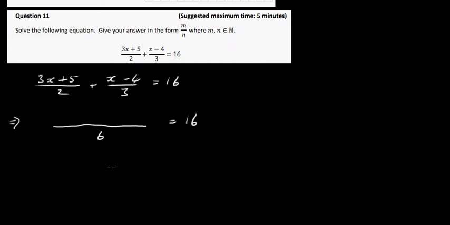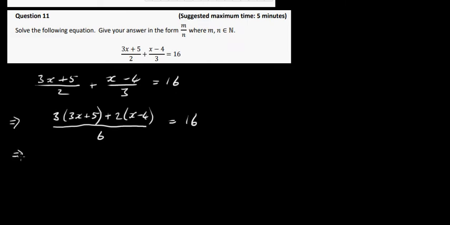So common denominator is 6. 2 and 3 both divide into 6. So 2 times 3 will give you 6. So we had to multiply this 2 by 3 to give 6. So I've got to multiply the top here, 3x plus 5, by 3 as well. You've got to multiply 3 by 2 to give you 6. So you've got to multiply the top part here, x minus 4, by 2.